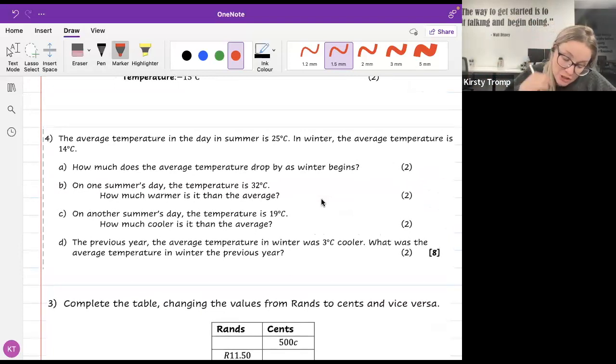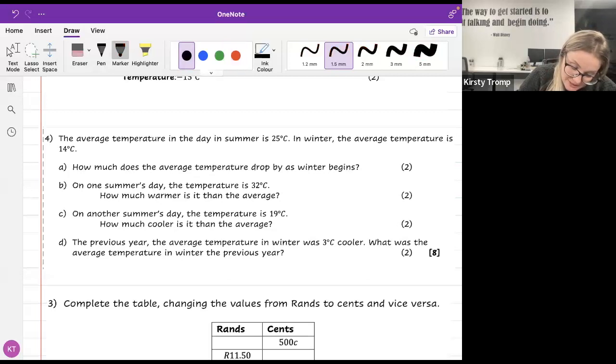Right, the average temperature in a day in summer is 25 degrees. In winter, the average temperature is 14 degrees. By how much does the average temperature drop as winter begins? So if it's 25 degrees in summer and 14 degrees in winter, that means it's dropping by 11 degrees Celsius. So we're looking at the difference between the two.